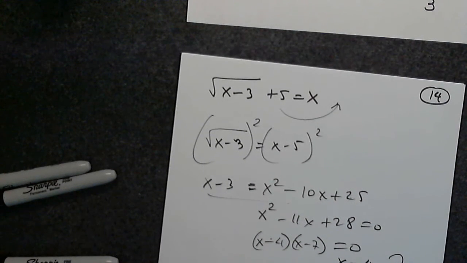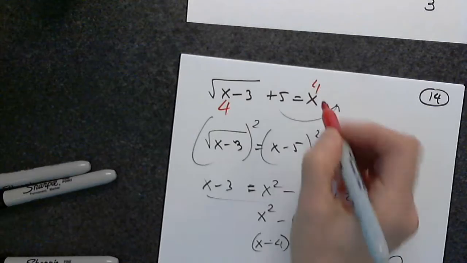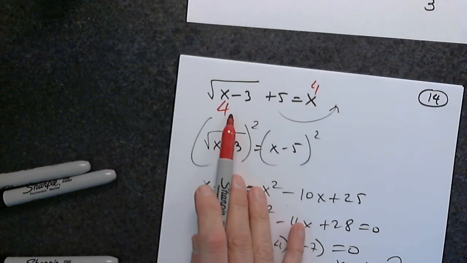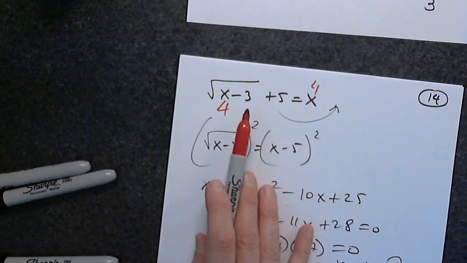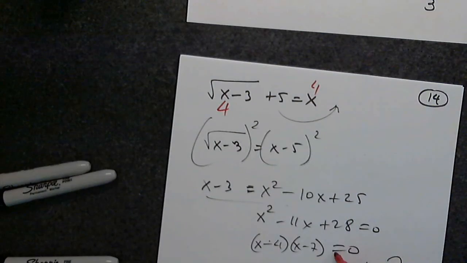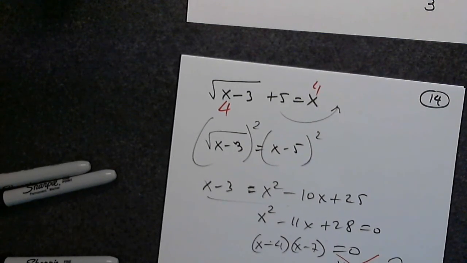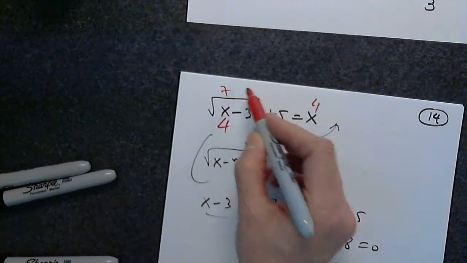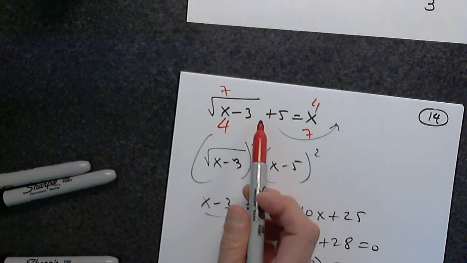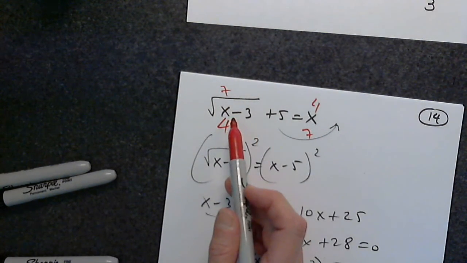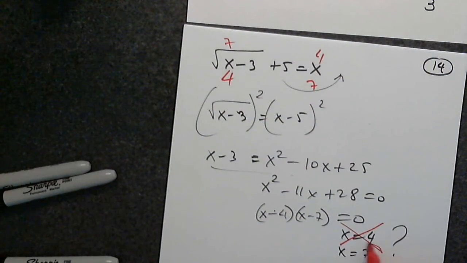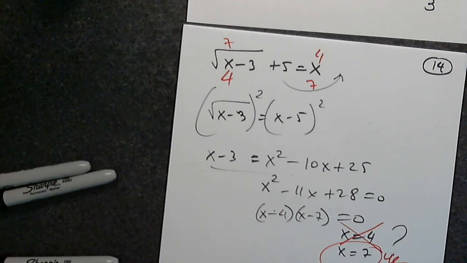Because remember, we use the method that is not completely legitimate. So I have to go back with 4. So 4 minus 3 is 1. 1 plus the square root of 1 is 1. 1 plus 5 is 4. No. So now I will check 7. 7 minus 3 is 4. Square root of 4 is 2. 2 plus 5 is 7. And I will say yes, only for 7. I went back to check 4, and it did not work.